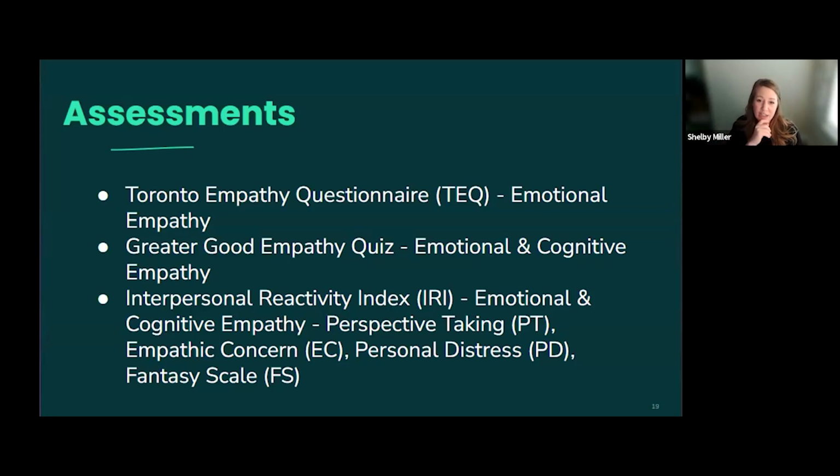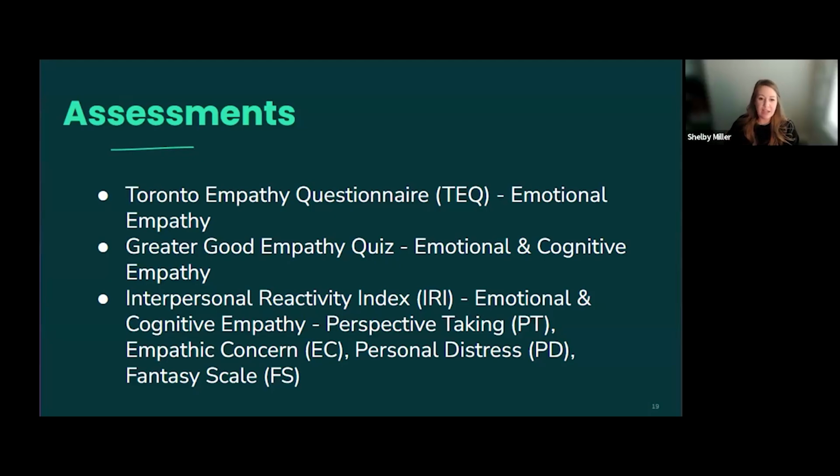Then the IRI, the Interpersonal Reactivity Index, looked at four areas. We had perspective taking, your tendency to adopt other people's views or points of view; empathic concern, feelings of warmth and compassion; and personal distress, which is how anxious you feel in response to other people's distress. How do other people's emotions make you feel? And then the notion of fantasy, identifying with characters in books, movies, or stories. So this one was looking at cognitive and emotional empathy as well, but through a new framework.